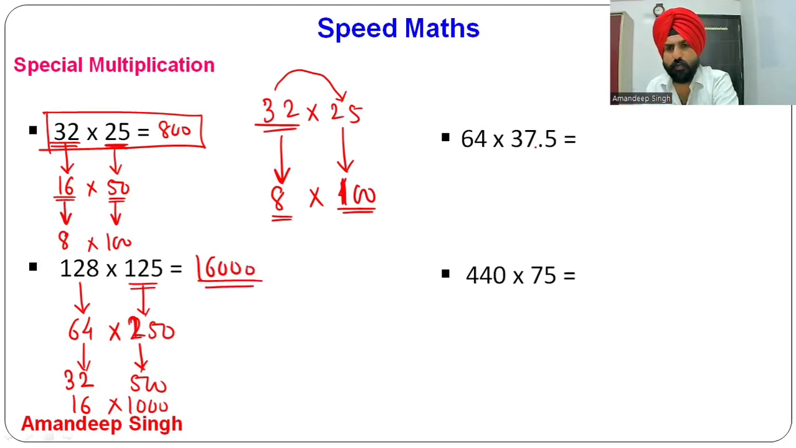Right now we have 64 in 37.5. Now it's decimal. It's decimal given to us. 37.5.